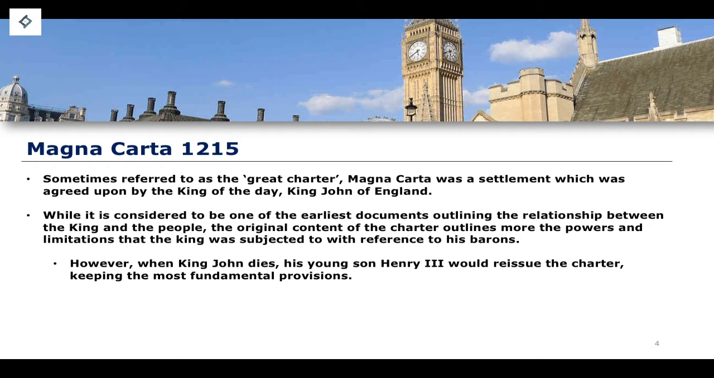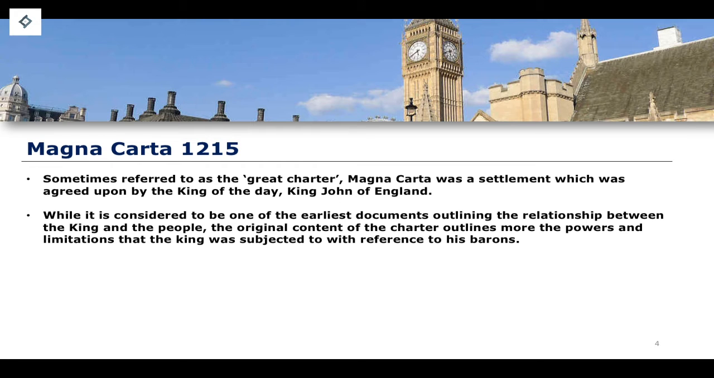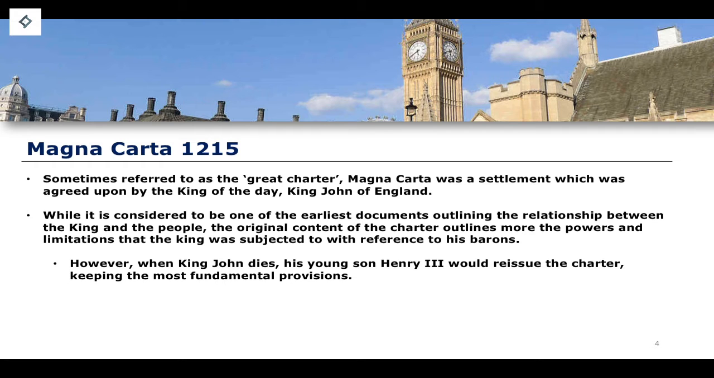So this is what Magna Carta essentially does. It outlines some of the limitations of the powers that the king has over his barons. He was essentially forced to agree to the Magna Carta. No one signed the Magna Carta for a start. It was agreed upon. And even when King John dies, his son Henry III would reissue the charter, keeping some of the most fundamental provisions.